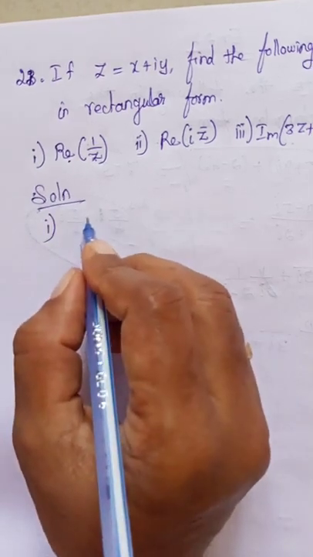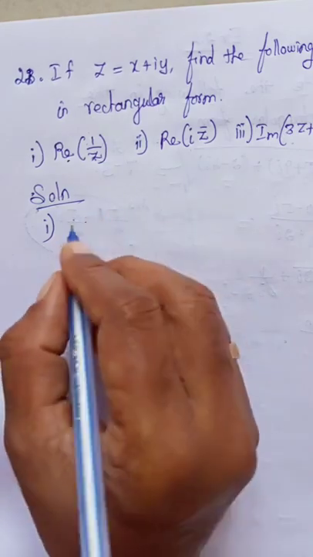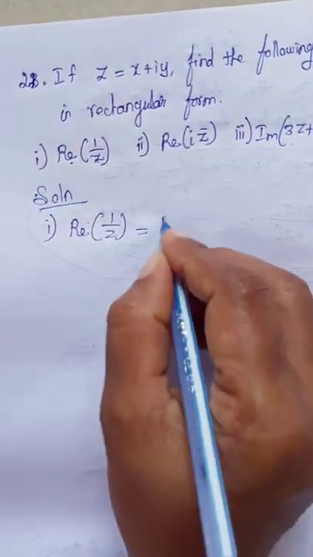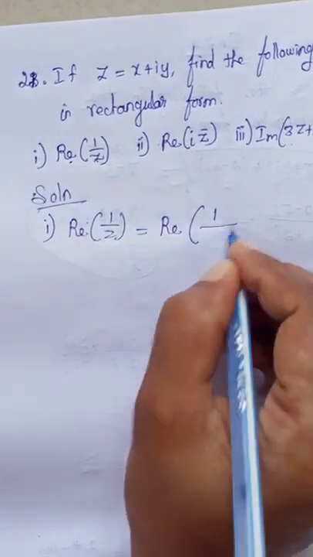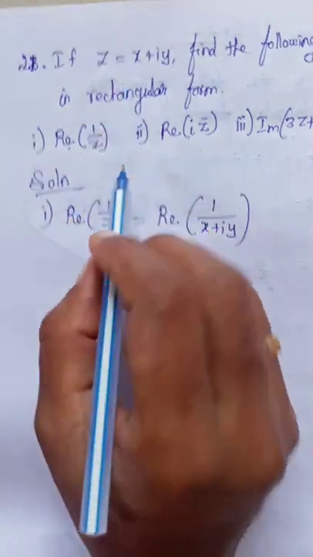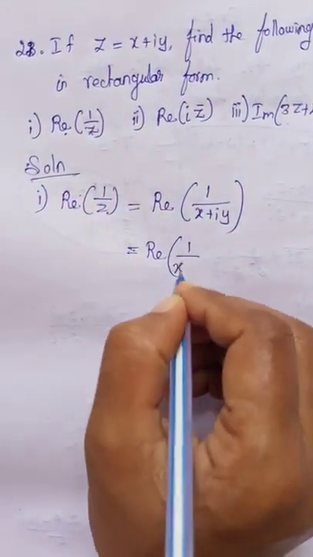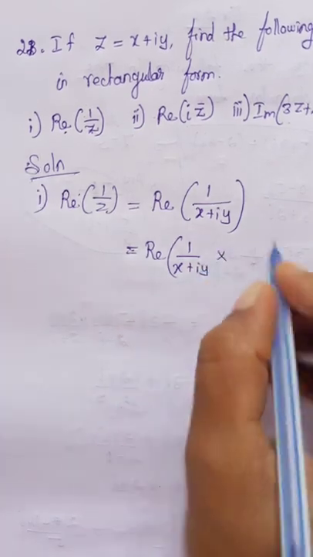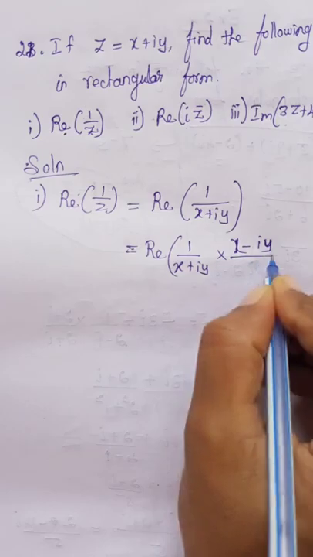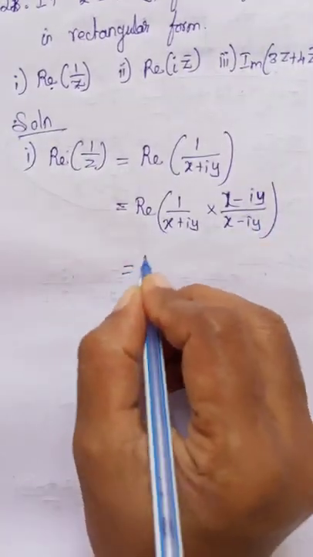So first we need 1 by z, or even directly you can write the real part of 1 by z is equal to the real part of 1 by x plus iy. That's what is given for z. So in the denominator, x plus iy is there. What we should do is take the conjugate and multiply both numerator and denominator. So x minus iy by x minus iy.